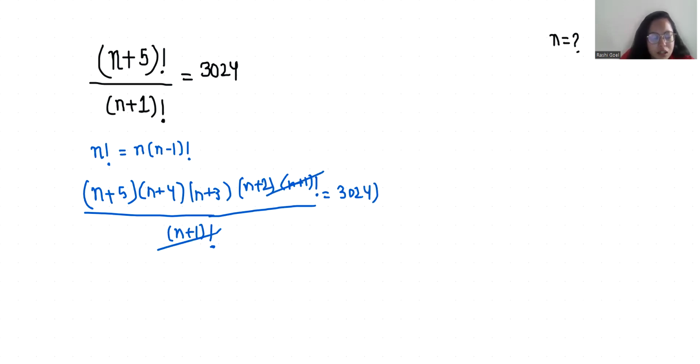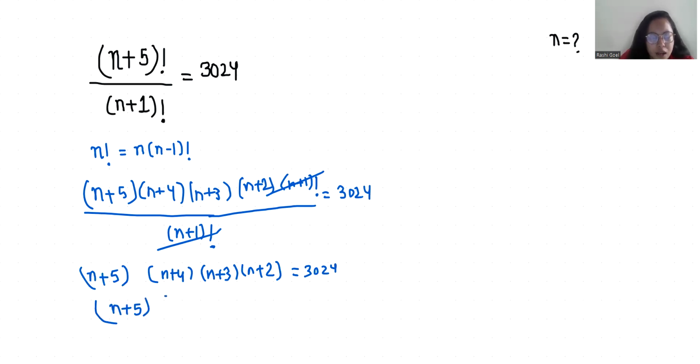So what is left? (n+5) times (n+4) times (n+3) times (n+2) equals 3024. Now I can rearrange it as (n+5) times (n+2) and (n+4) times (n+3) is equal to 3024.